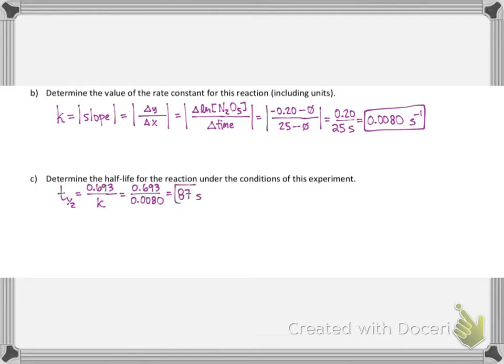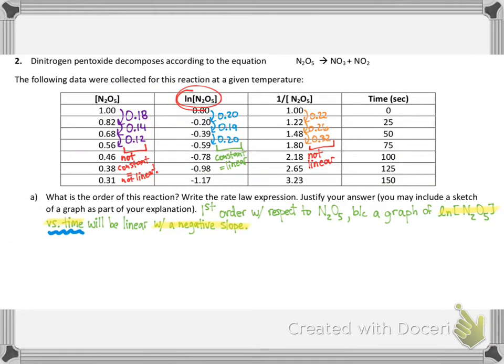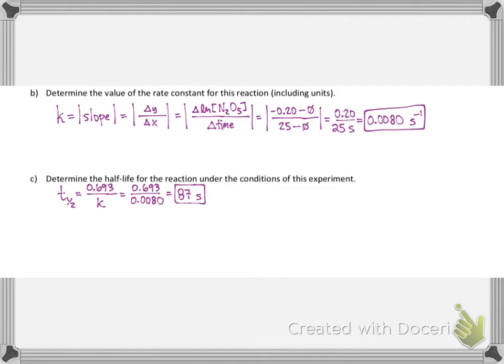What's nice is that we can always look back on our data and see if this matches. So let's go backwards to our data. Well, if we look, so notice, they made it easy for us. We started at initial concentration of 1 molar. So our half-life is going to be somewhere in here, right? Well, that should be somewhere between 75 and 100 seconds. And in fact, look at that, it was. 87 is totally between 75 and 100, so that's a good sign that we did something right.